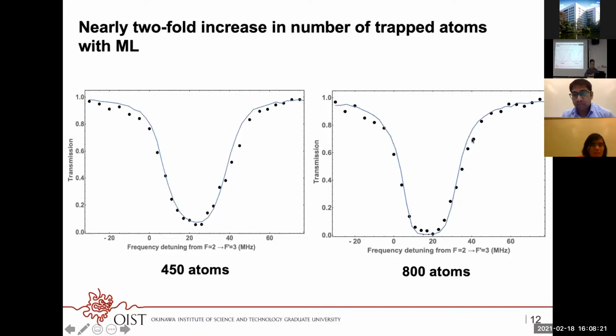And also this broad-band kind of structure, when we estimate the number of atoms using a similar calculation to what we did before, taking into account the trap volume and the temperature of the atoms, what we found is 800 atoms in this second case, which is roughly a 70-75% increase.